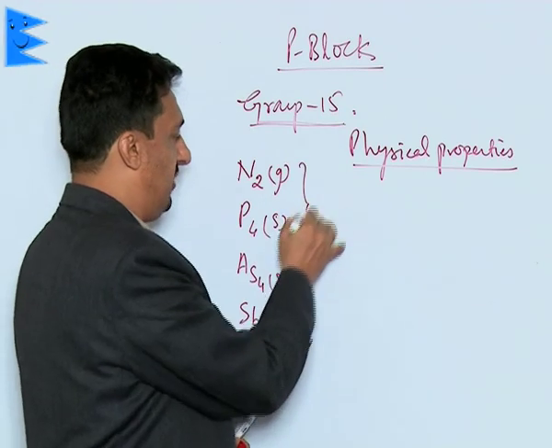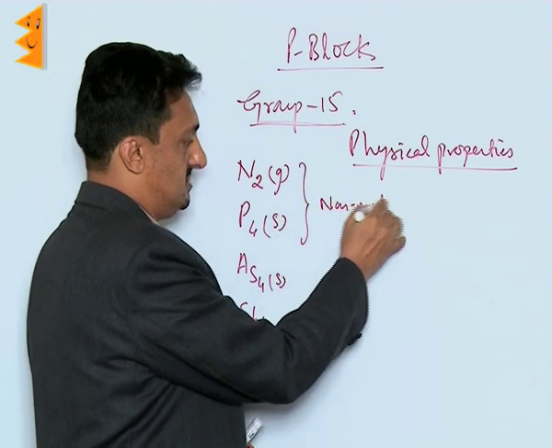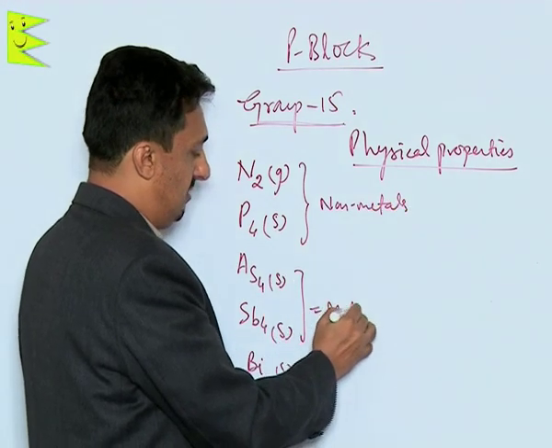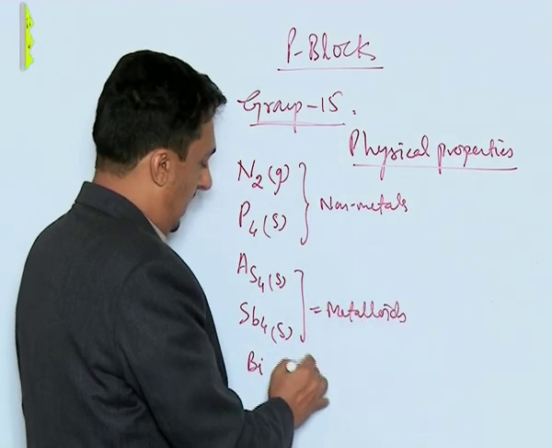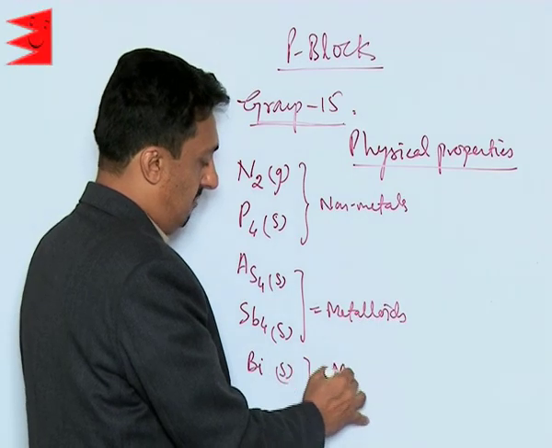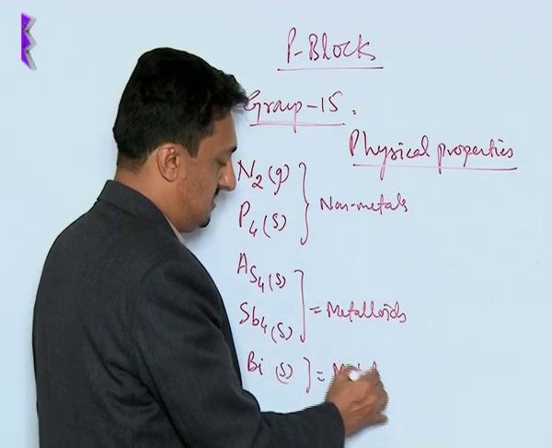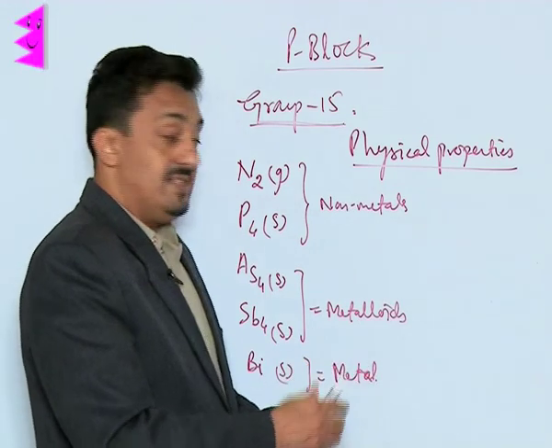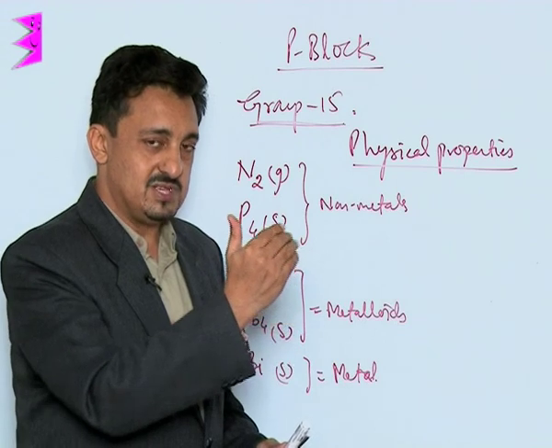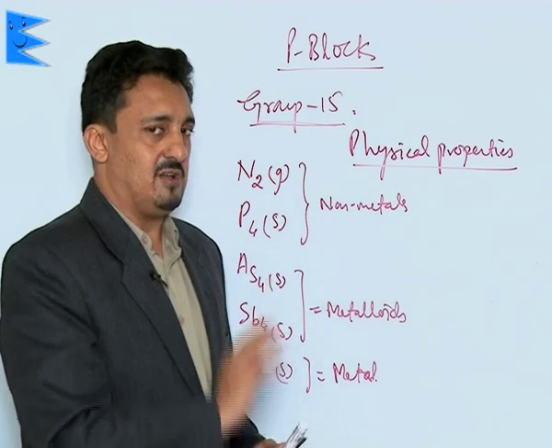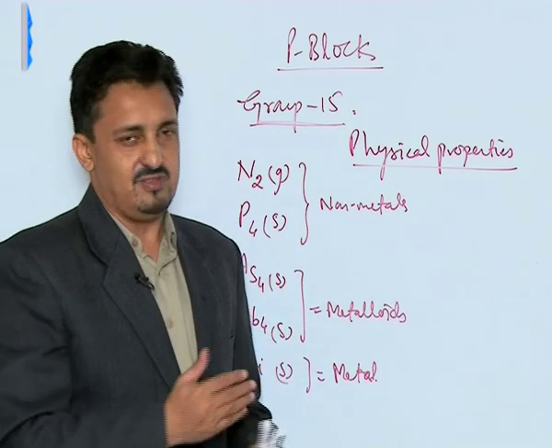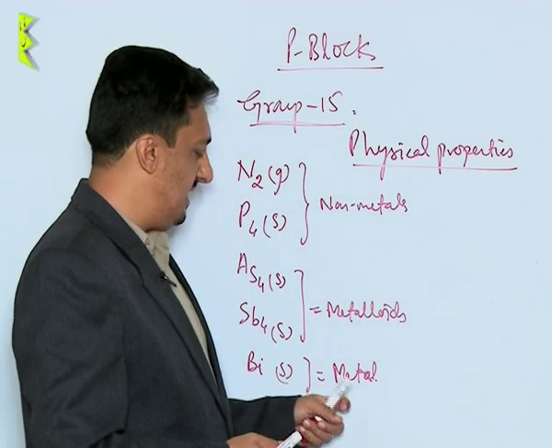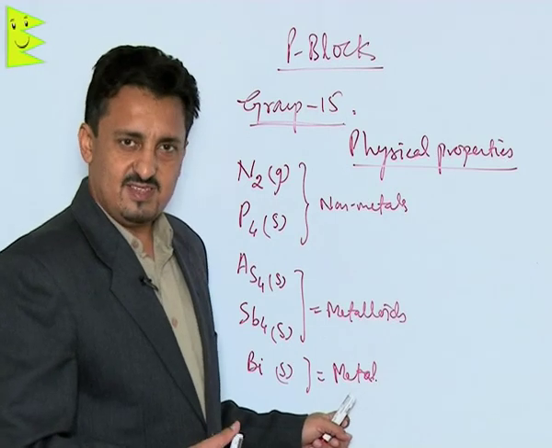Now nitrogen and phosphorus are non-metals. Arsenic and antimony are basically metalloids. And bismuth is a metal. It's the only metal we have in this. And this is how we find that their metallic character in this group is increasing down the group. The reason is that their ionization enthalpies are decreasing because of the increase in their atomic sizes. So the metallic character is increasing. That is why bismuth is a metal in this case.